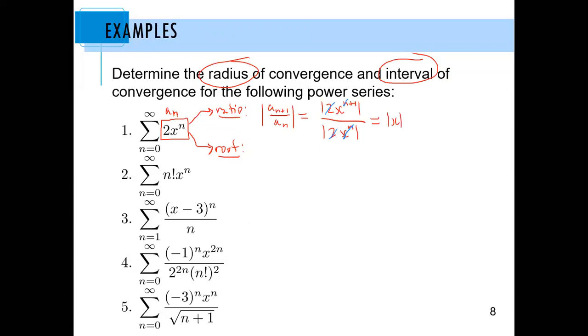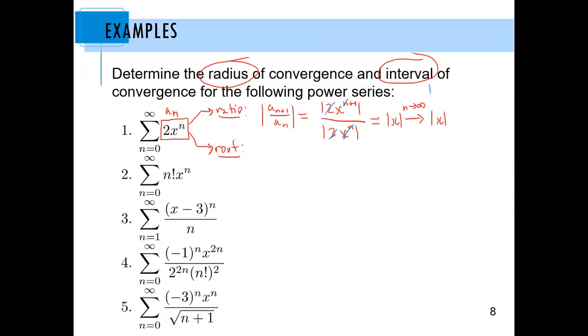And then we take the limit as what? We take the limit as n goes to infinity. And look, there's not even any n's in here. Do you know what I mean? So where's this going to go? Excuse me, it just goes to the absolute value of x. And to get convergence, what had better be true about this limit?